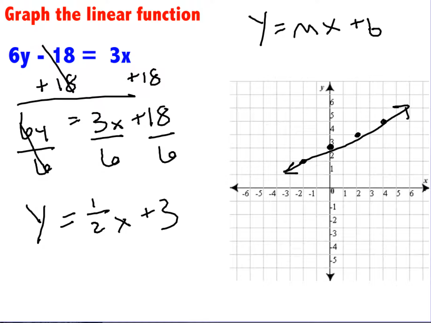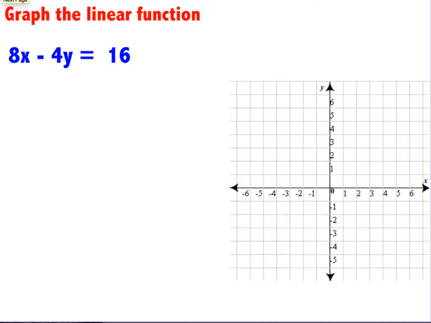Okay, let's look at another one. We've got 8x minus 4y equals 16. Again, nothing even close to slope-intercept form, but we want to put it in slope-intercept form so it makes it really easy to graph. I need to get y by itself. The whole goal of slope-intercept form is that once you solve for y, it should be in slope-intercept form for the most part. So to get y by itself, I've got to get rid of this 8x, and I've got to get rid of this negative 4.